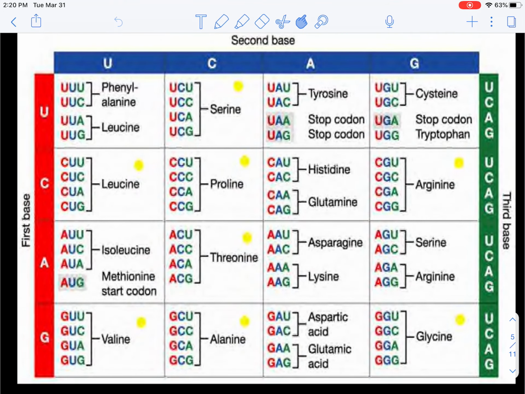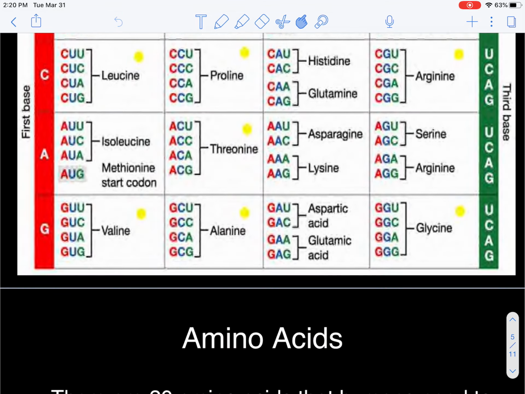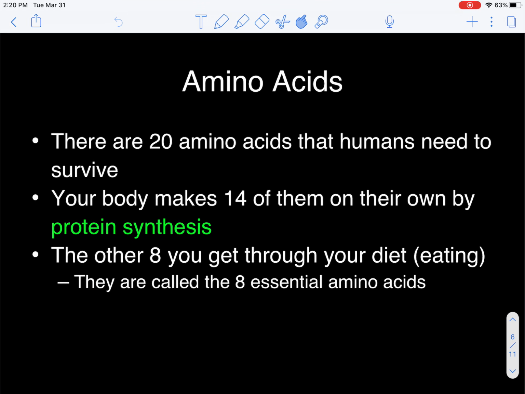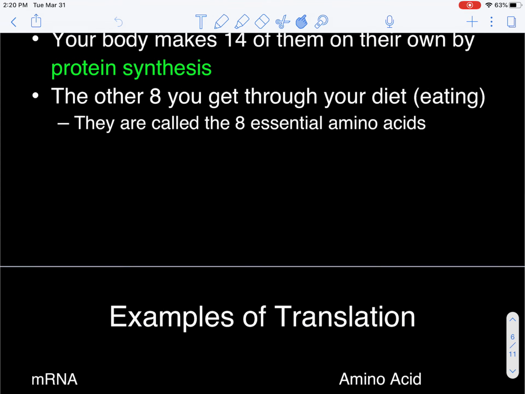This is just a chart, so remember to always use this chart if I ask you to make an amino acid chain. So amino acids are really important. There are 20 amino acids that humans need to survive. Your body makes 14 of them on their own by protein synthesis. The other 8 you get through your diet, which is eating, and they're called the 8 essential amino acids.